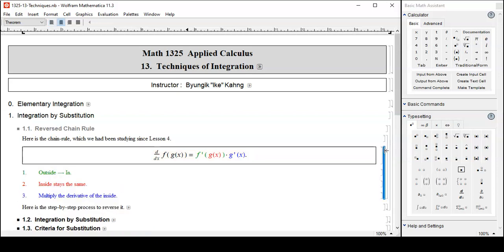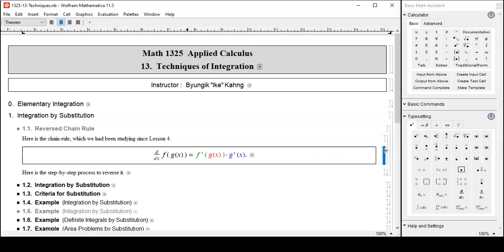Step 1, outside first, derivative of the outer function, and then step 2, inside stay the same, and step 3, multiply the derivative of the inside as color-coded, green, red, and blue respectively. Okay, and let's study how to reverse this step by step.